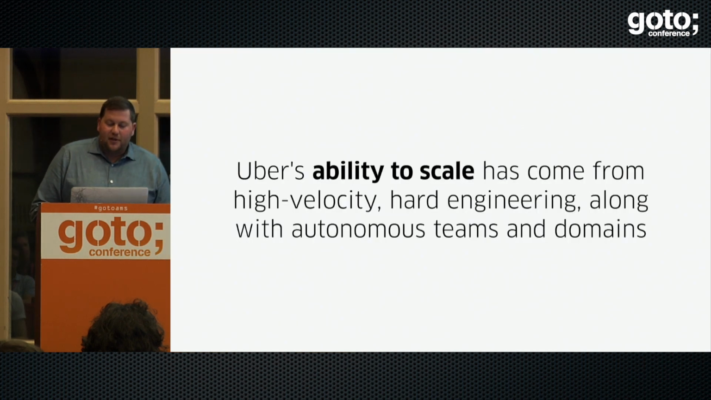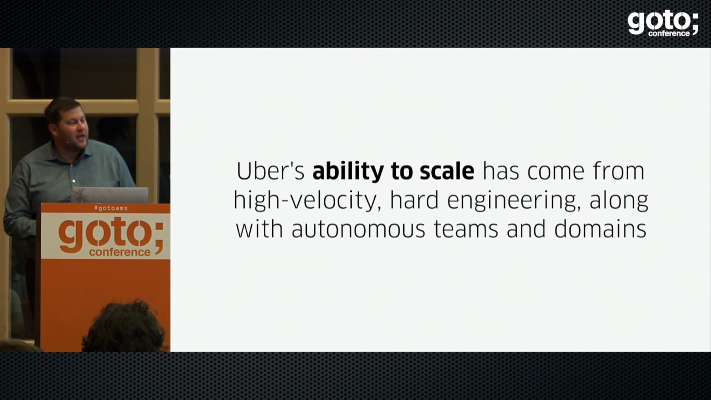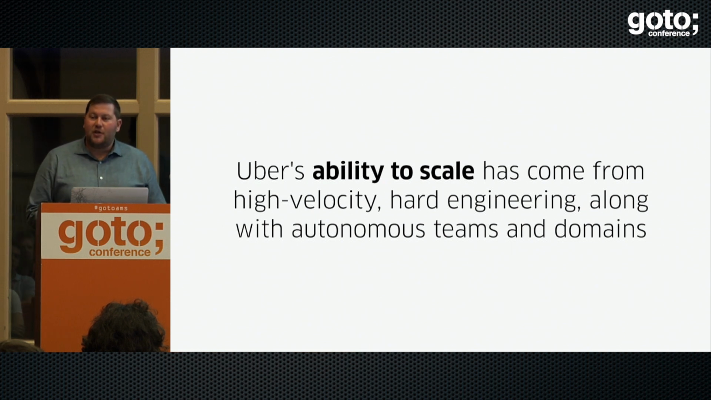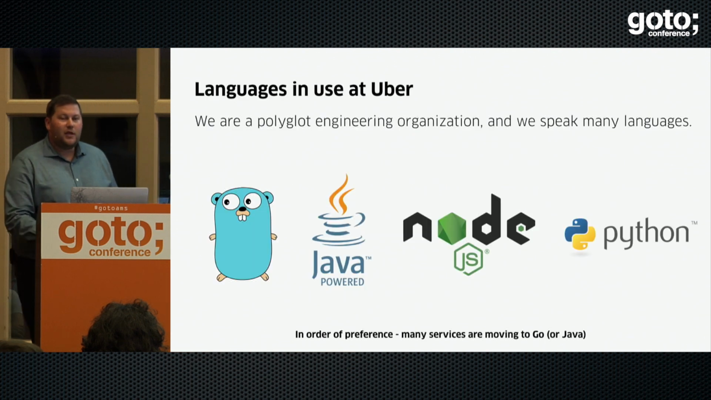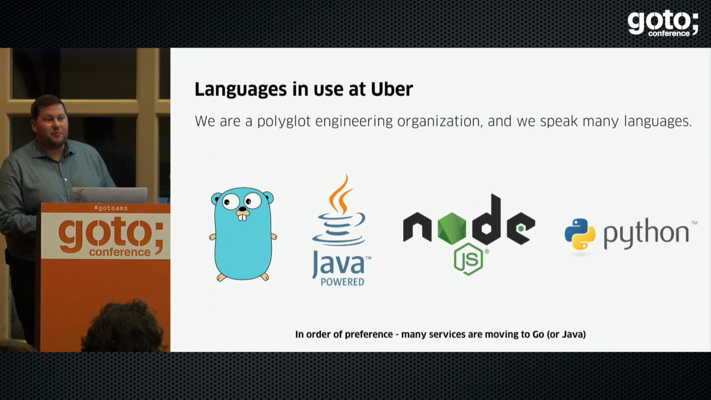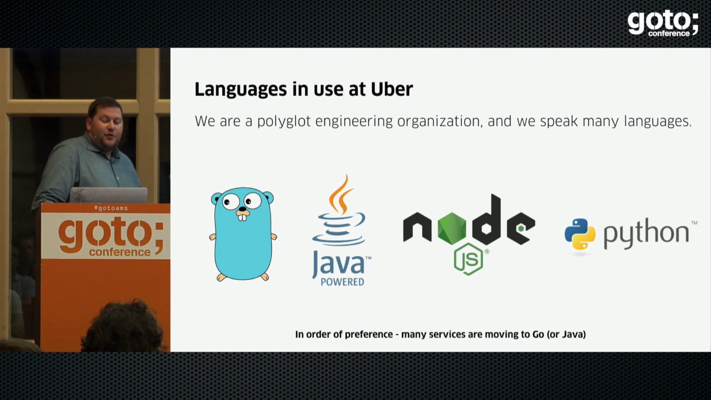And so Uber's ability to scale has come from high-velocity, hard engineering along with autonomous teams and domains. And so we design foundational services that are designed for high scale and durability, and we focus on developer abstractions that allow developers to be productive. And so we're a polyglot engineering organization, and we use a few languages in production. And so today we're moving towards Go and Java, but again, this is a coming-of-age story about JavaScript, so I'll talk about how we evolved and got to this scale with JavaScript, and some of the reasons why we're migrating in other directions. And so we use Go, Java, Node.js, and Python in production today, and this is really in order of preference.